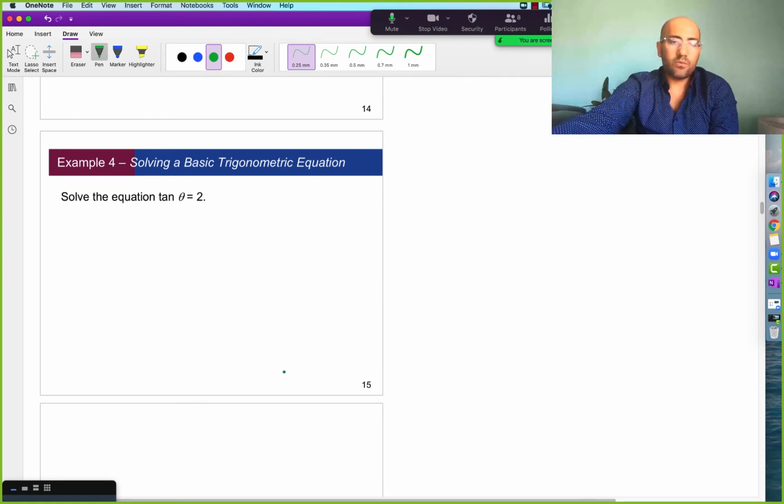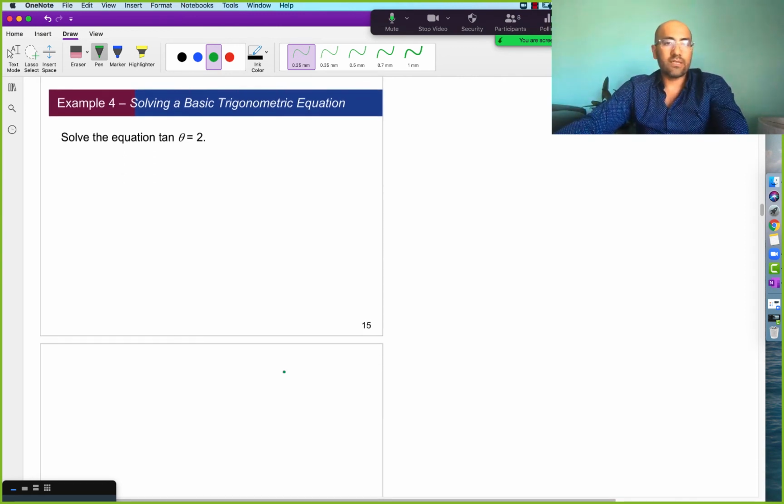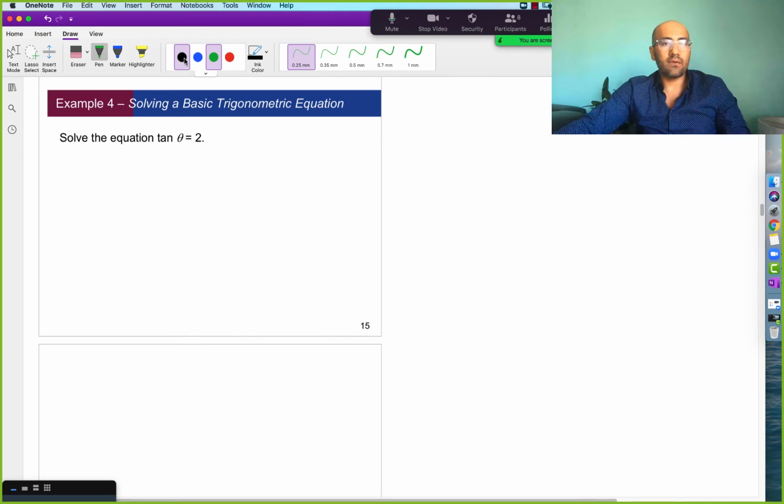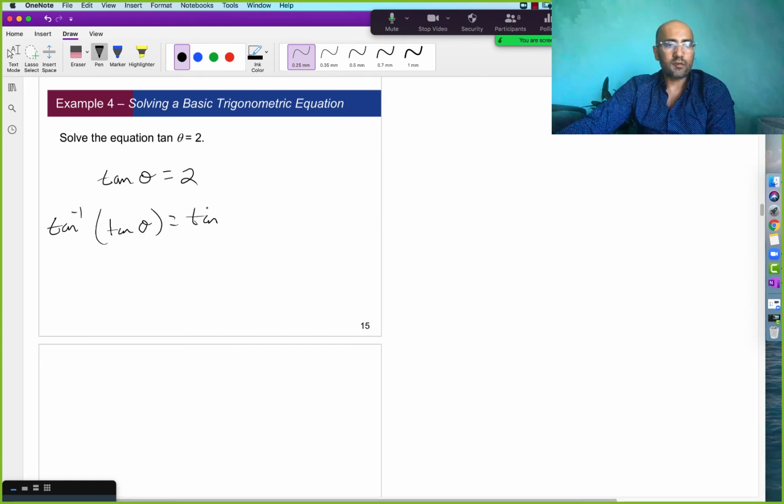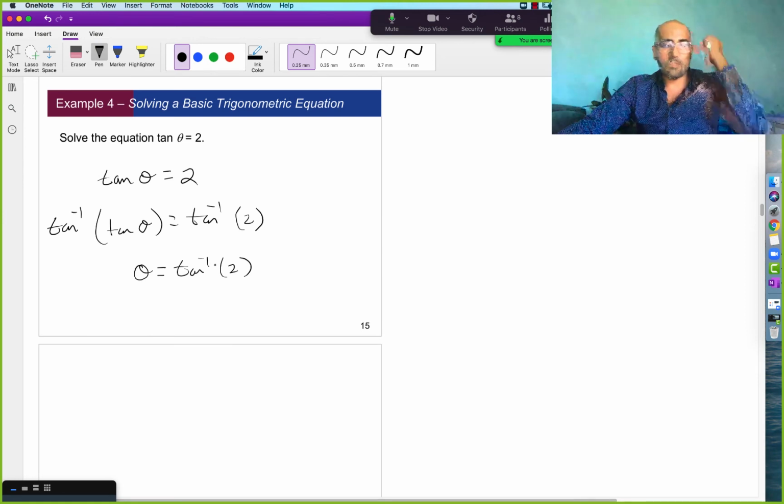Well, this one, I don't think you can avoid using a calculator, right? Because that's not going to be anything that fits into our standard triangles. So let's just apply it. Tangent of theta equals 2. Let's solve for it. Tangent inverse of tangent of theta equals tangent inverse of 2. So that's just going to be theta equals tangent inverse of 2. So we'll just have to use our calculator to find it. But just keep in mind that your calculator only gives you a very limited picture.